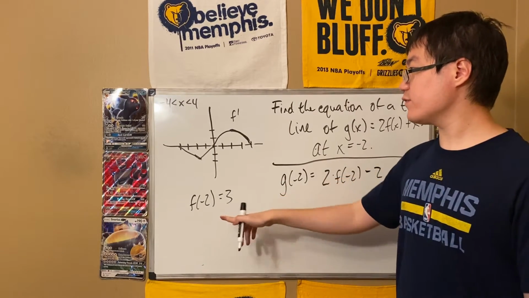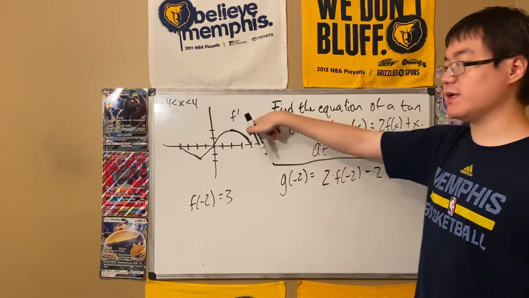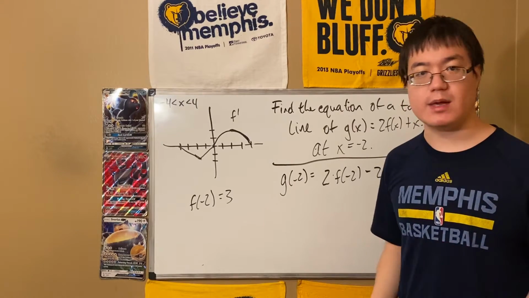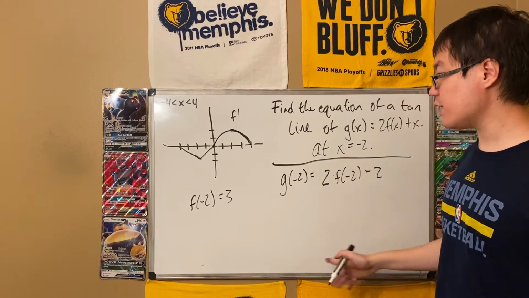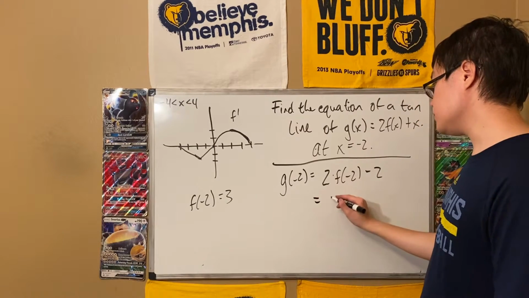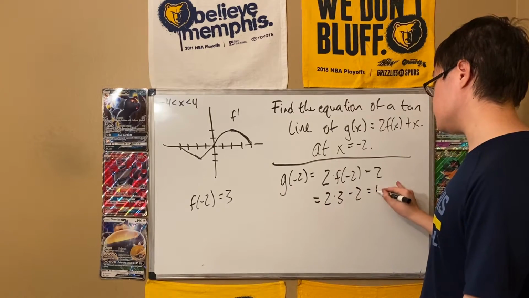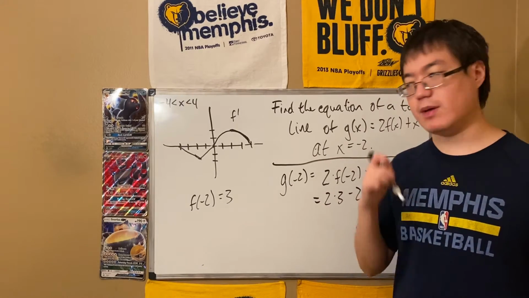Well, what is f of -2? Keep in mind we're not looking at this graph at all to find f of -2, because this graph is of f prime, so I'm not going to be able to find f of -2 from this graph. It has to be a given, and it was given. So in this case, it's 3. So it's going to be 2 times 3 minus 2. So it's going to be 6 minus 2, which is 4. So it looks like that's going to be my point.